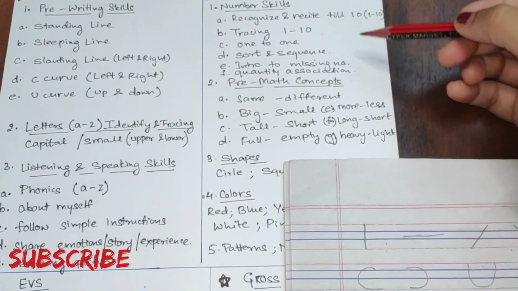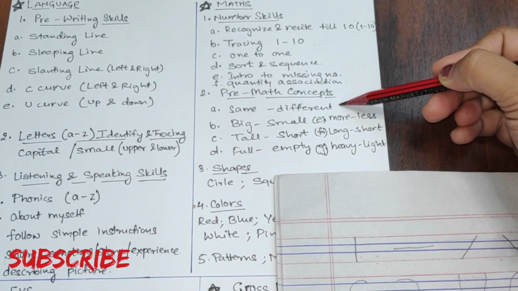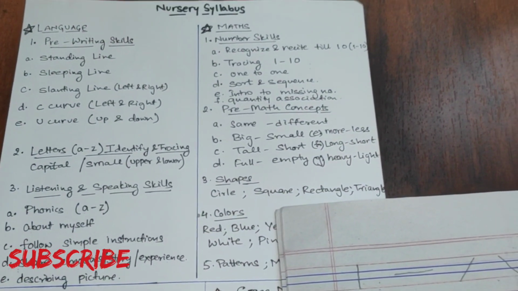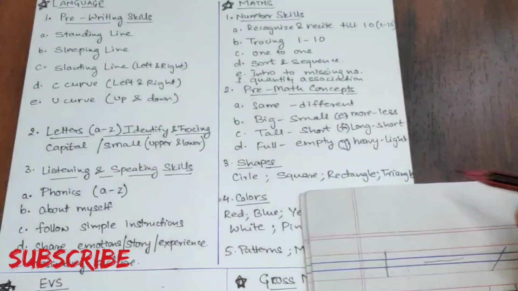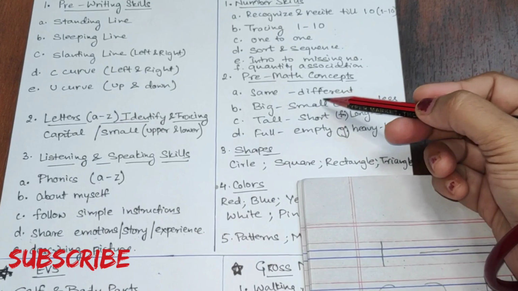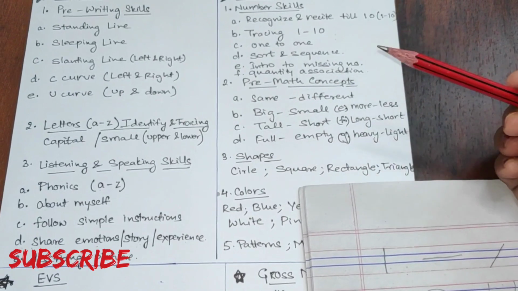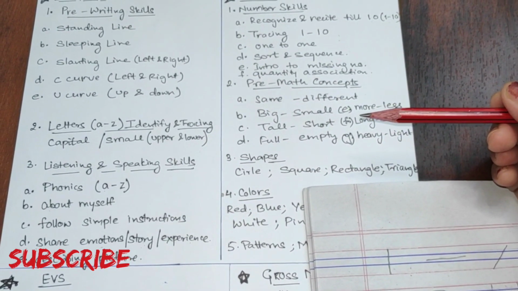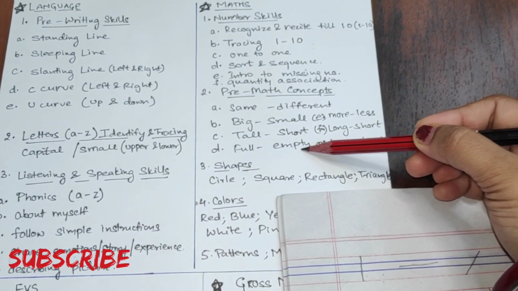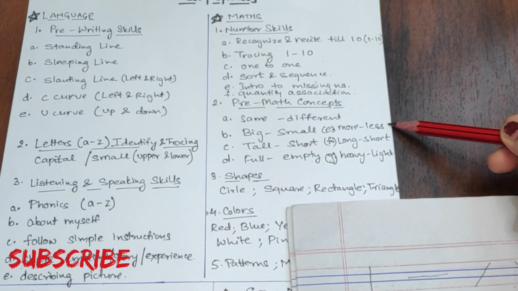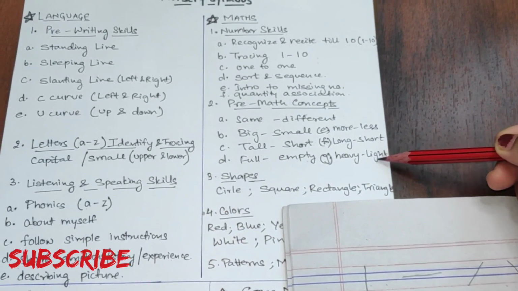Now after the number skills comes the pre-maths concepts. Same and different: you can do it with the help of different blocks, pegs, or different colors. Next comes big and small: with the help of toys you can introduce this concept. Tall and short: again with pencils, a ruler, or toys you can introduce tall and short. Full and empty: with the help of a glass. More and less: you can do with crayons or pegs. Long and short, heavy and light.